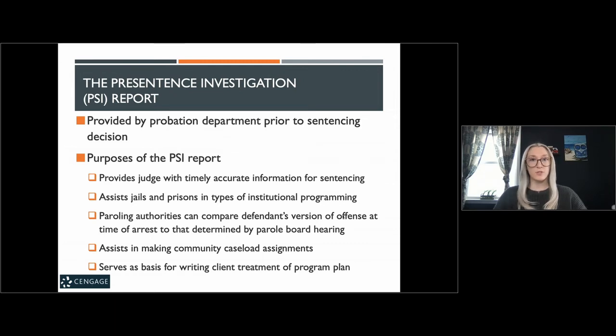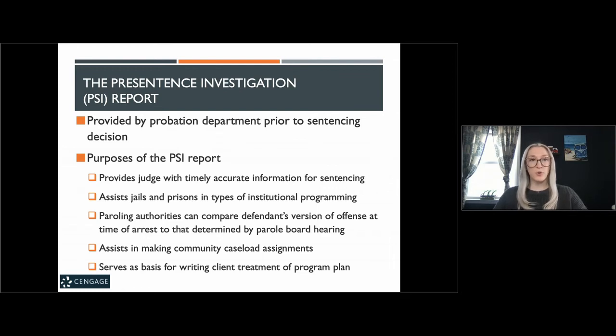So 64% of all felony cases typically will receive a PSI. Roughly 50% of states actually require this to be completed. In 16 states it's discretionary, and in 10 states they don't exist. So we could do better in having consistency across our nation with these PSI reports.